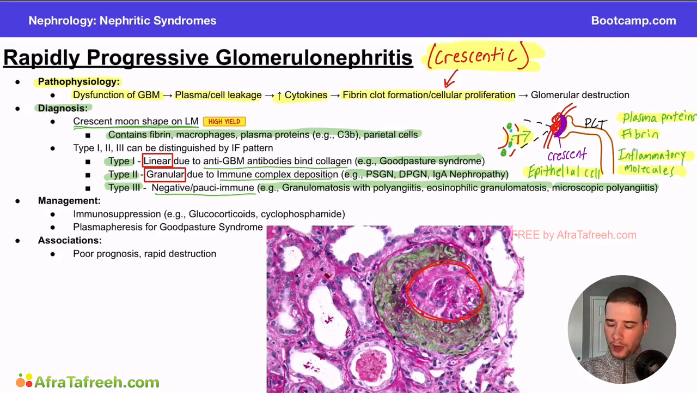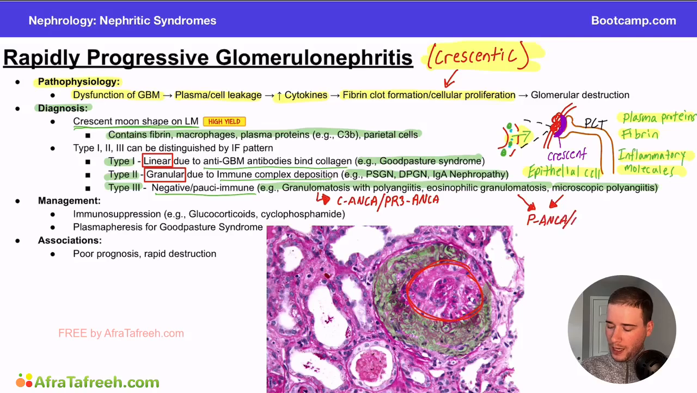And if you recall, granulomatosis with polyangiitis is associated with C-ANCA or the PR3 ANCA, whereas eosinophilic granulomatosis and microscopic polyangiitis are more associated with P-ANCA or the MPO ANCA, with the MPO standing for myeloperoxidase. And so the key with differentiating these different types of rapidly progressive glomerulonephritis is with the vignette or the presentation of the patient. So in type 1, we said it's a linear immunofluorescence.